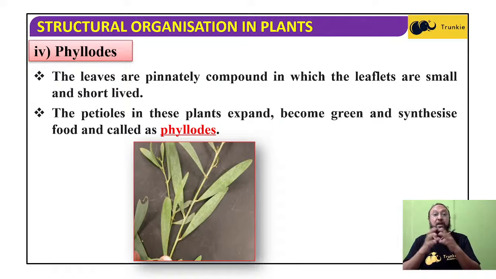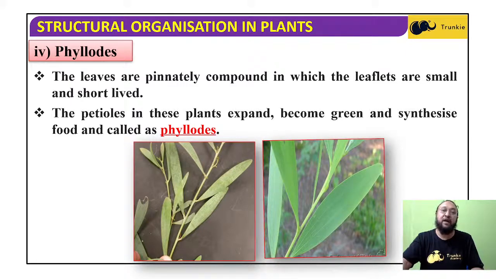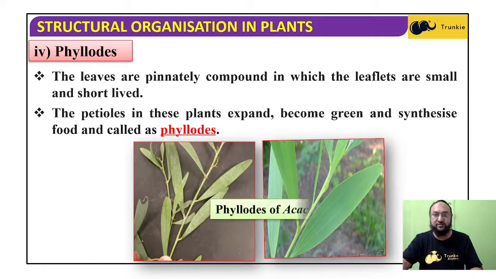Okay, but the petioles in this plant expand, not the actual lamina. The petioles expand and become green and take over the function of photosynthesis. So that means the main lamina is short-lived. Leaflets are small and short-lived. But the petioles are expanded, they become green, they have chlorophyll, and they carry out the process of photosynthesis, called phyllodes. So this is a picture of the phyllodes. They are modified petioles. Phyllodes of Acacia. This is the best example of phyllodes that you find in Acacia.